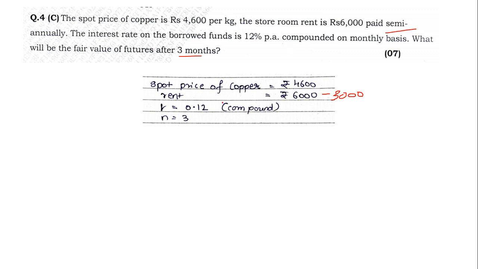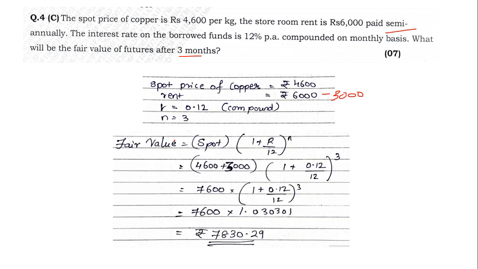Compound interest is 12%, so 0.12. Number of months is 3. We need to make it on compound interest basis. Formula is spot price into 1 plus r upon 12, raised to the power of n. So 4,600 plus 3,000 into 1 plus 0.12 upon 12 raised to the power of 3. First solve this part. So it will be 0.12 upon 12 plus 1 raised to the power of 3. So it will become 1.030301 into 7,600. So we get a final answer of 7,830.69.